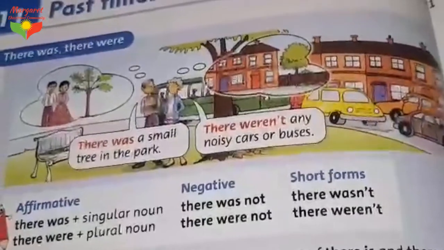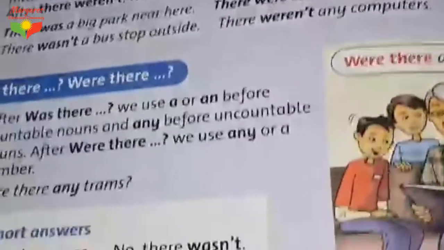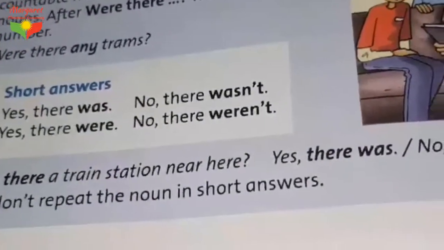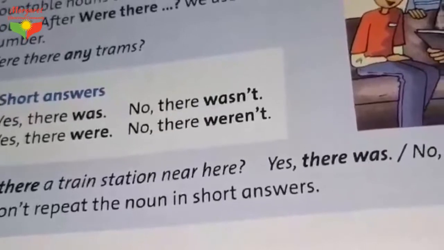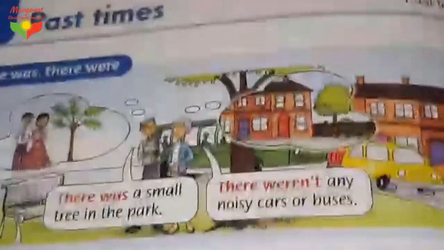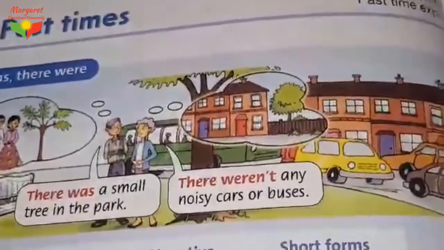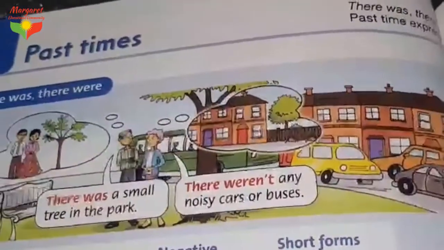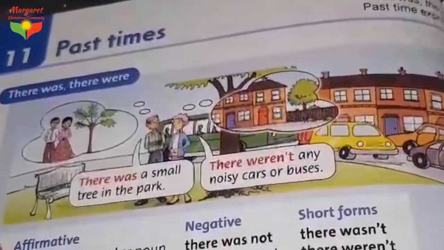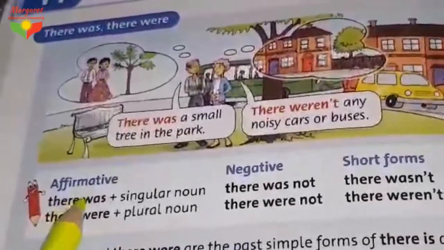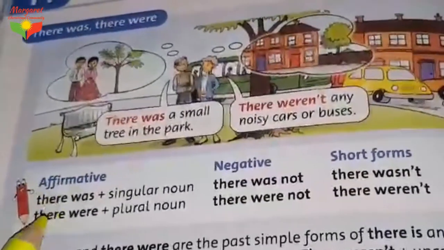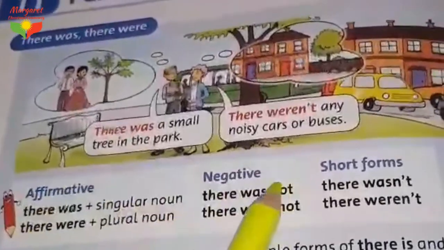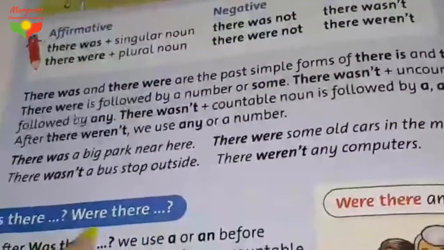Today we are going to study a new subject on the grammar book, which is page 54. Look, it's page 54, and the title is Past Times. We have there was, there were, and past time expressions. Okay, let me read this structure for you. We have three forms as usual: affirmative, negative, and question form.